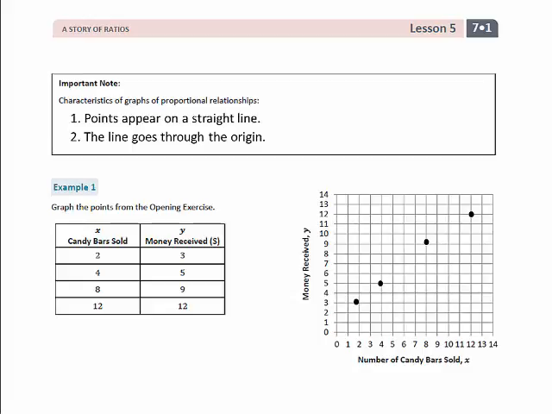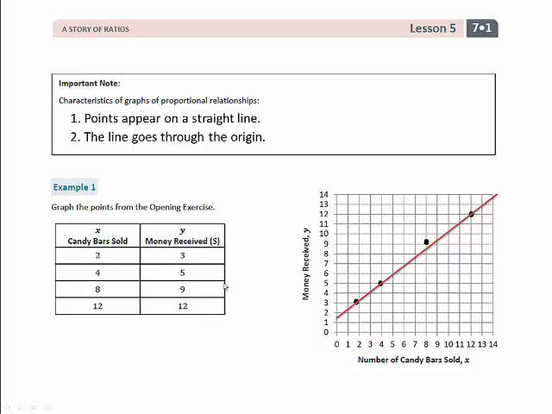Now it looks like these points are a straight line, and they could be pretty close to a straight line, but they certainly don't go through the origin. If I were to graph a line through them, you could see that they're a little bit off at this point, and that this line definitely doesn't go through the origin. So this relationship is not proportional.